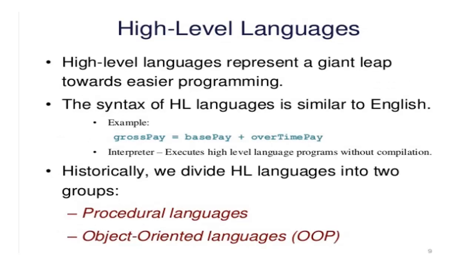High-level languages. In computer science, a high-level programming language is a programming language with a strong abstraction from the details of the computer. High-level languages represent a giant leap towards easier programming. The syntax of high-level language is similar to English. For example, if I want to calculate gross pay, then there is a formula: basic pay plus overtime pay. So I have to define a variable, say for example gross pay, and by using the operator plus, I can add base pay with the overtime pay and I can get the gross pay.